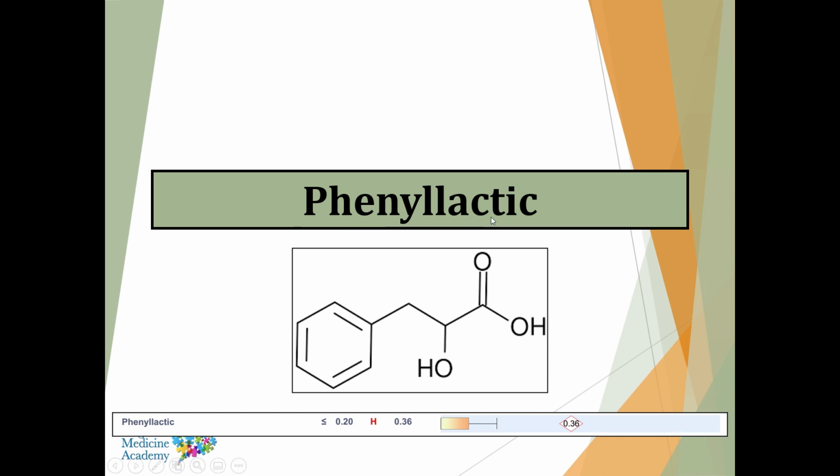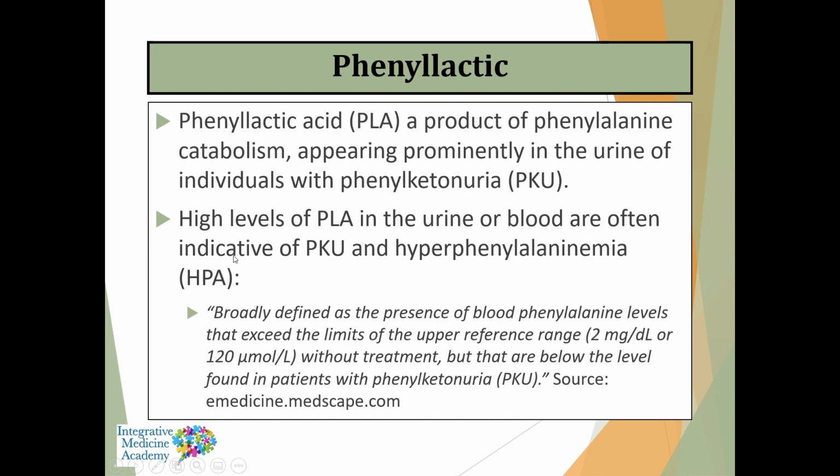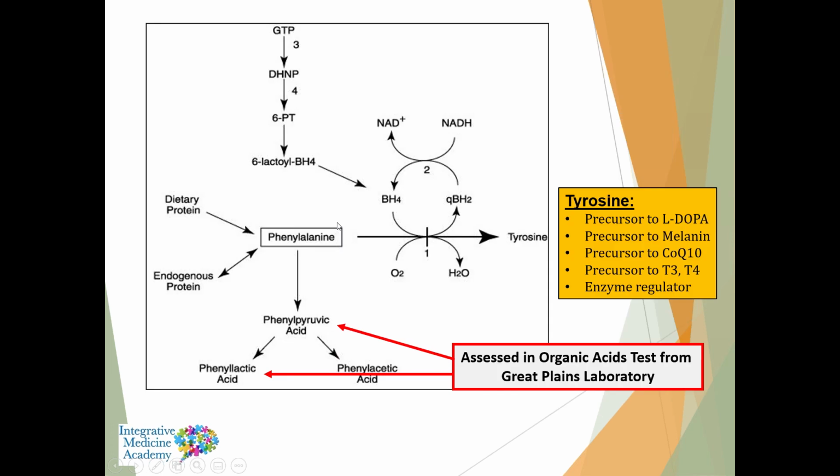Phenyllactic is another chemical that sometimes will show up on the last page of the OAT. It is a byproduct of phenylalanine catabolism. Now, it can be very high in children with phenylketonuria. So phenylketonuria can be a really, really problematic disease.